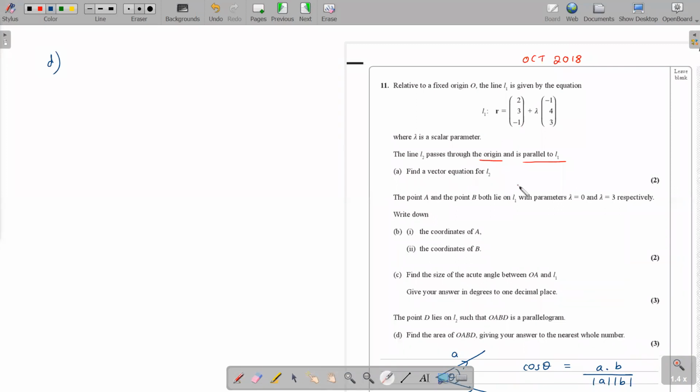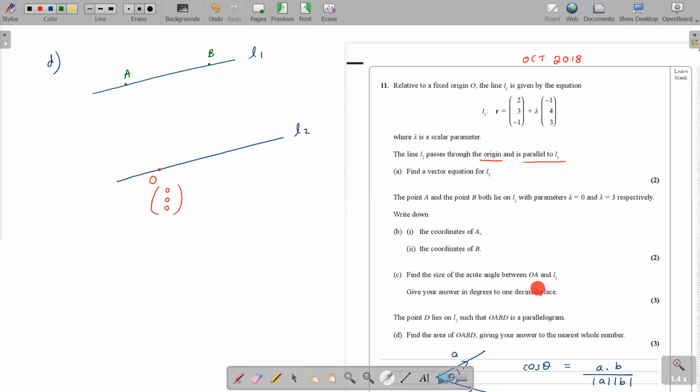Now, you have line 1 and there's line 2. So if I draw this as line 1, line 2 passes through the origin. Can you see? Line 2 passes through the origin and it's parallel to line 1, which means line 2 is a parallel line. Line 2 passes through the origin 0, 0, 0. Are you with me? And then they tell you the point A and the point B both lie on line 1. So just mark point A, point B. They both lie on line 1. Write down the coordinates of A and B.